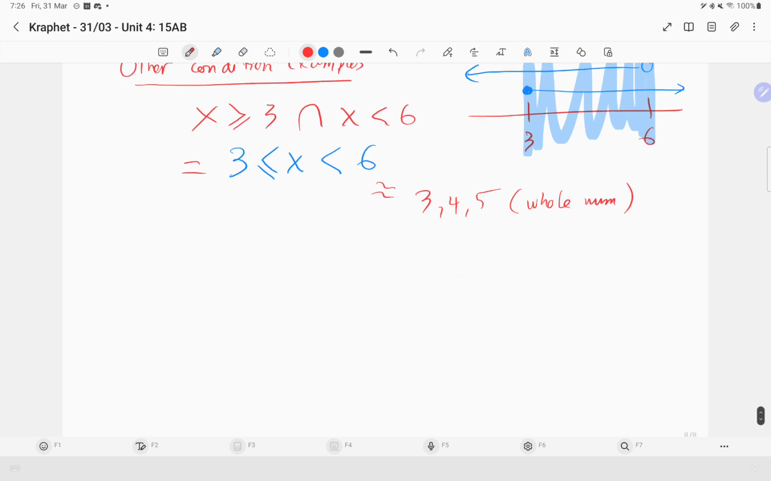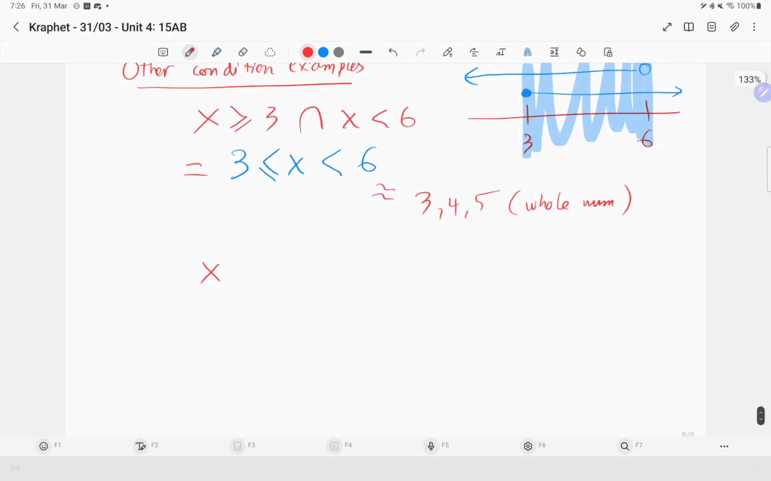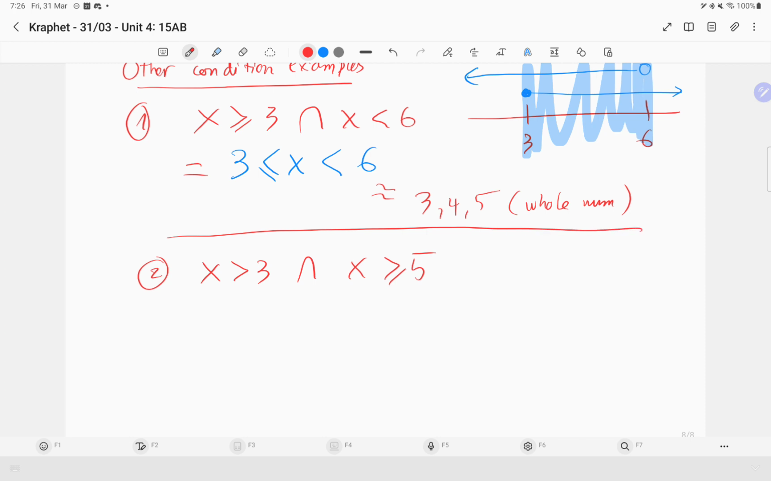Another example could look something like this. We'll do more of this next week, but another example: x more than 3 and x more than or equals to 5. What do you think the result condition is? So x smaller than 3. Wait, that's greater than, yeah? That's greater.